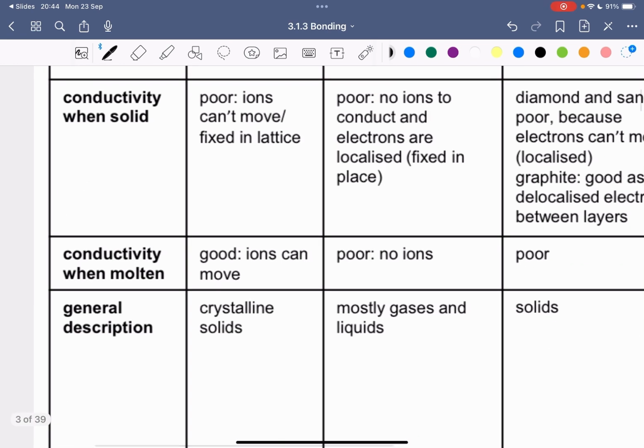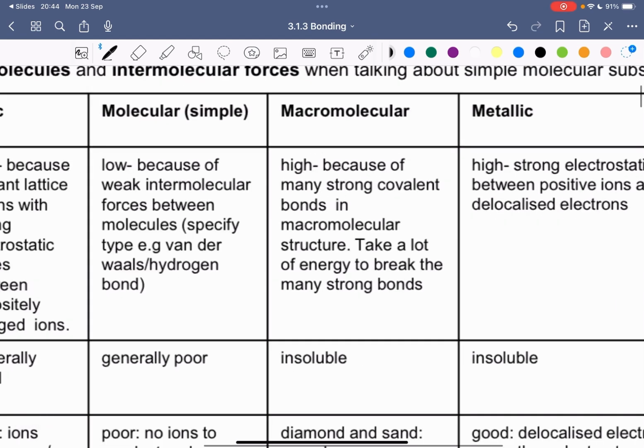Normally at room temperature they're gases or liquids, and this relates back to the low melting points. Since they have a low melting point and a low boiling point, they're normally gases and liquids. Now macromolecular substances have high melting points, and this is because the whole structure is one big molecule, so you're not breaking weak intermolecular forces. You're breaking the big, strong covalent bonds. And this takes a lot of energy, and because of that, you're going to need a high temperature to break it. So essentially, it has a high melting point.